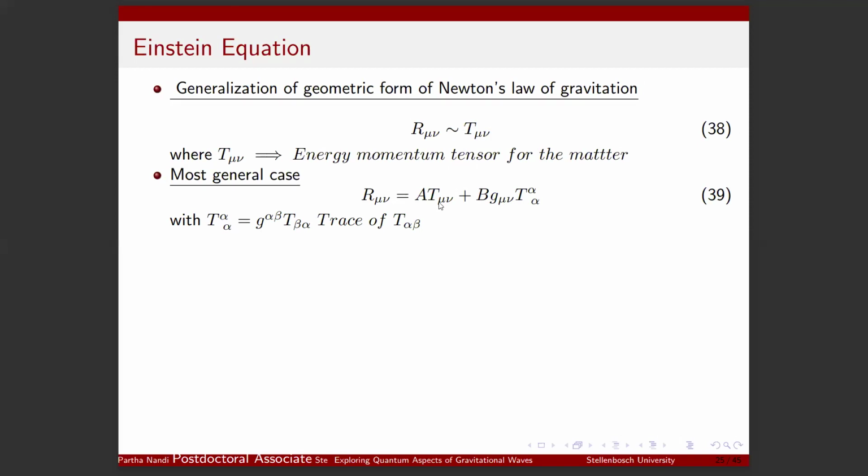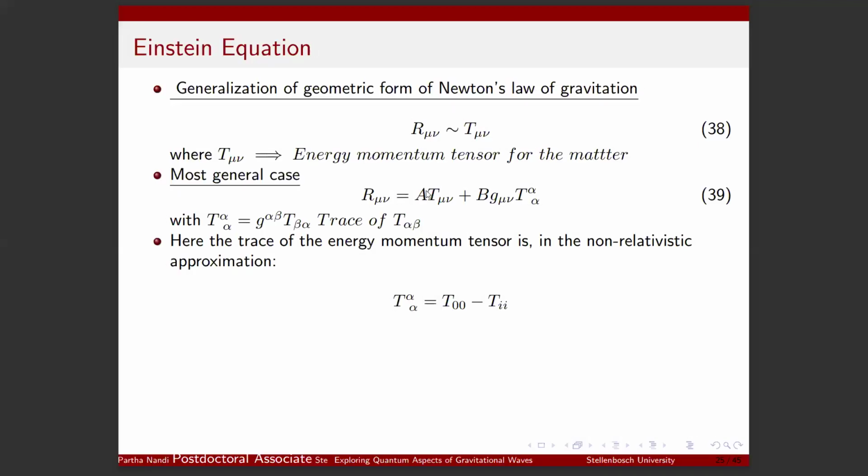Minkowski spacetime. So therefore, it's a 4x4 matrix. So therefore, the matrix has all diagonal components. Also, it has the sum of all diagonal components, which is the trace. So therefore, we write down the trace part of this T mu nu along with the energy momentum part. So this is the most general structure of the Ricci tensor, which is balanced by the effect of the energy momentum tensor component.